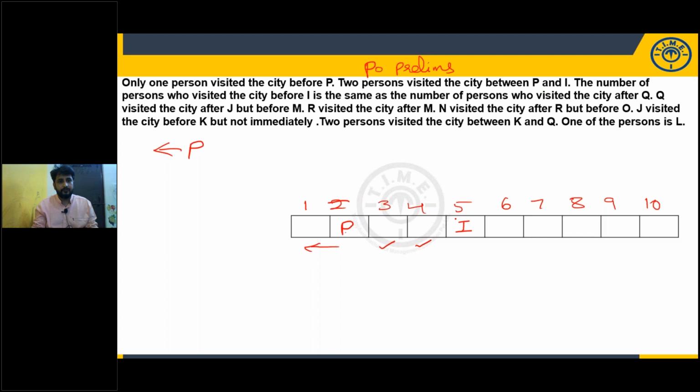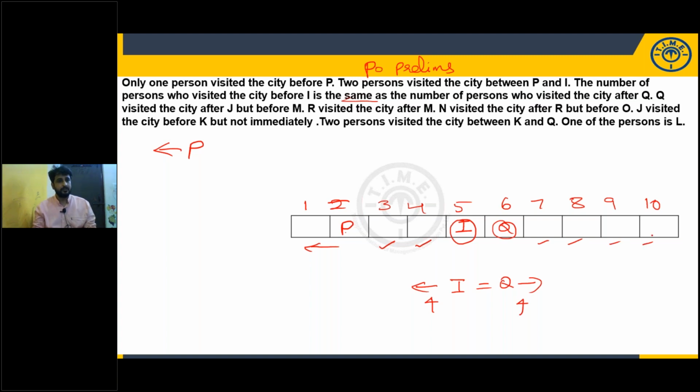The number of persons visited before I is the same as the number of persons who visited after Q. It is not one less than or one more than, it is the same. So before I is equal to after Q. Q is already in the arrangement. Before I are 4. So after Q has to be 4, so Q has to be the 6th position. Then 1, 2, 3, 4. It is satisfying the condition.